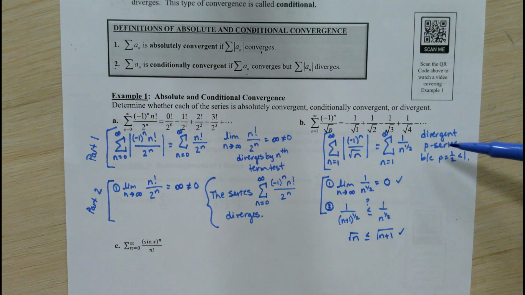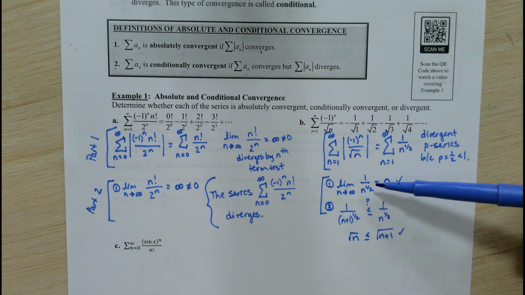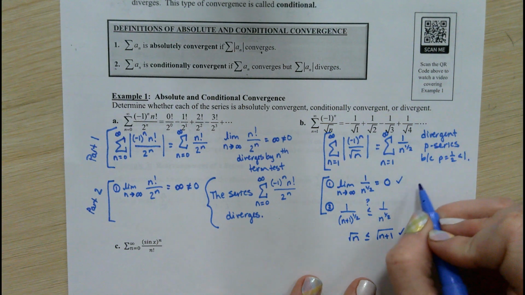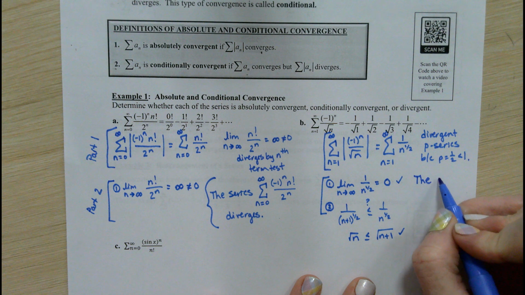So our series didn't converge absolutely because the absolute value of it diverged. But when we took into consideration the fact that the terms alternate, positive, negative, it did converge. That means that the series converges conditionally.